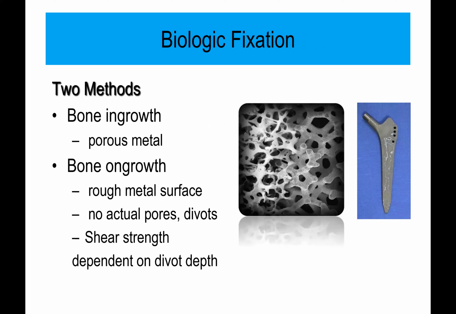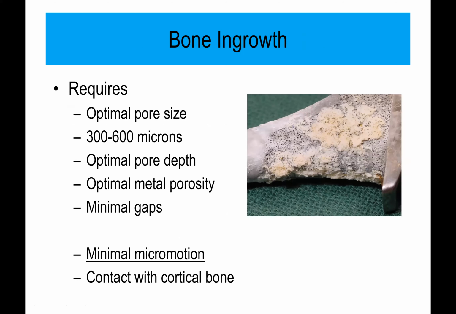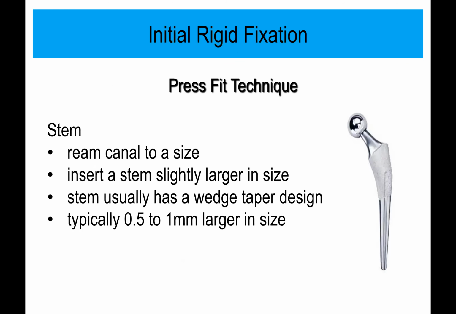The 2 methods are bone in growth, where you have a porous metal, and bone on growth, where you have a rough metal surface, with no actual pores and divots. For bone in growth, you need to know the values. Optimal pore size is 300 to 600 microns, with optimal pore depth, optimal metal porosity, and minimal gaps. An easy way to remember is 50, because everything is 50 microns. Minimal micromotion also has to be less than 50 to 150, and maximum contact with cortical bone.